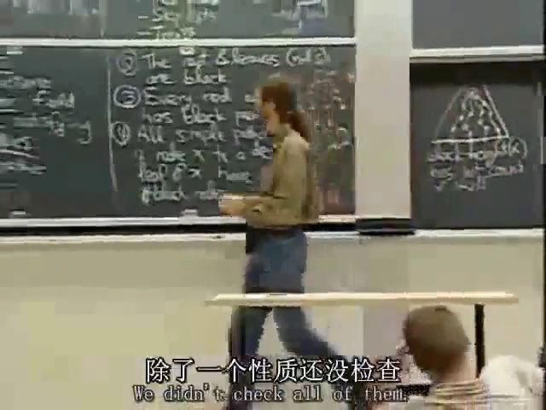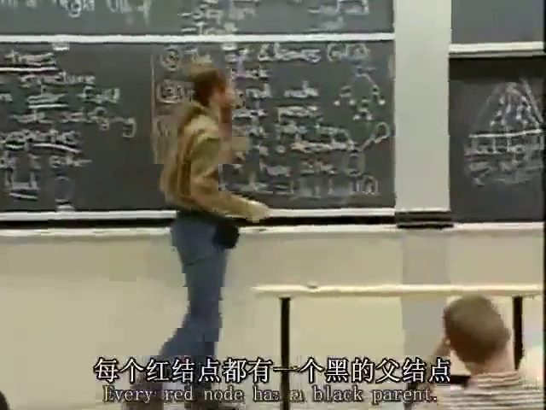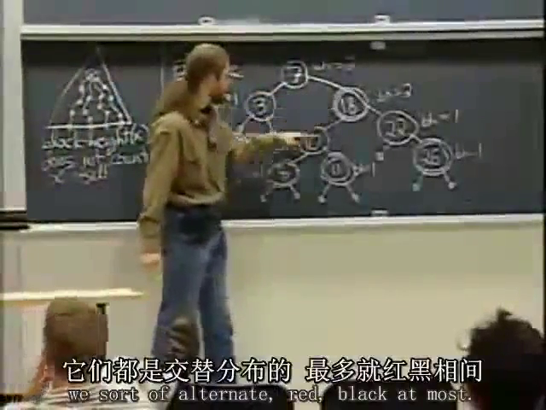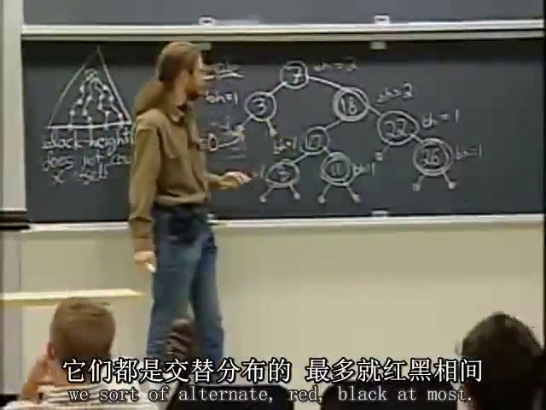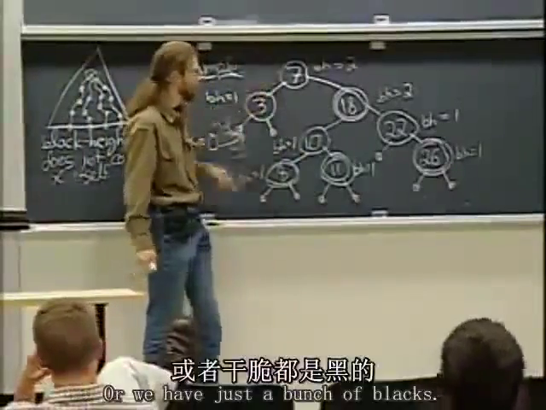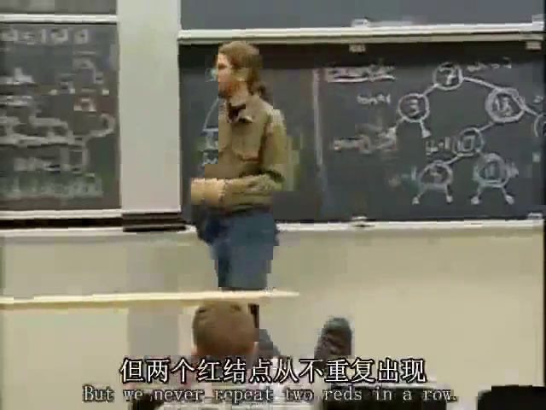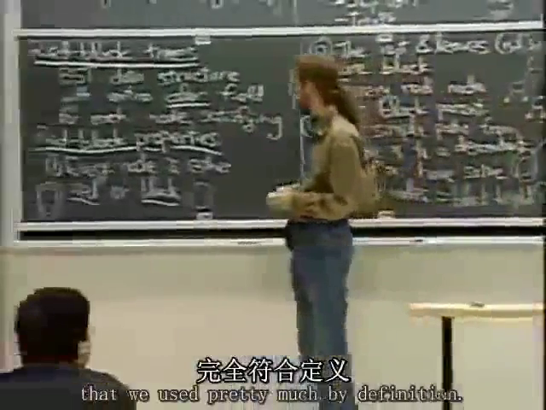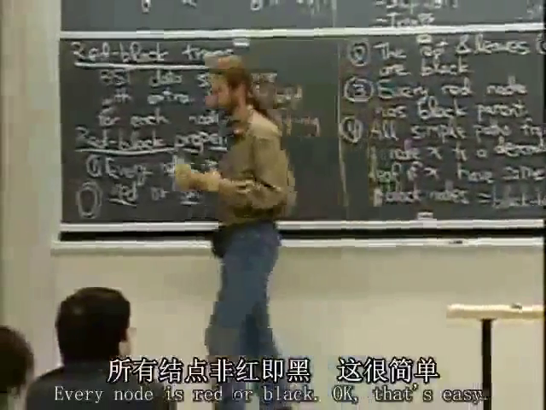We didn't check all of them. Every red node has a black parent. If you look at all of these paths, we alternate red, black at most, or we have just a bunch of blacks, but we never repeat 2 reds in a row. The root and the leaves are black. That we used pretty much by definition. Every node is red or black. Okay, that's easy.